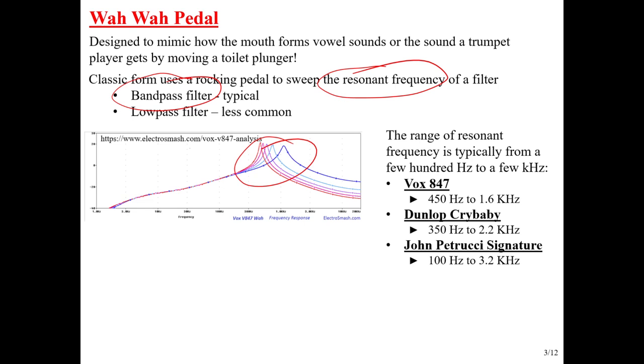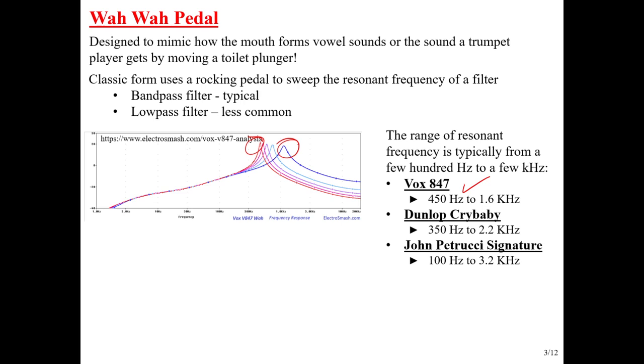And so those are just 5 positions. As you rock the pedal back and forth, it would continuously sweep between these. And I'm pretty sure they're showing the lowest and the highest positions that could be achieved, and then 3 intermediate positions. And so over here, I've noted the range of the resonant peak, the range over which that resonant peak can be swept for the Vox 847.